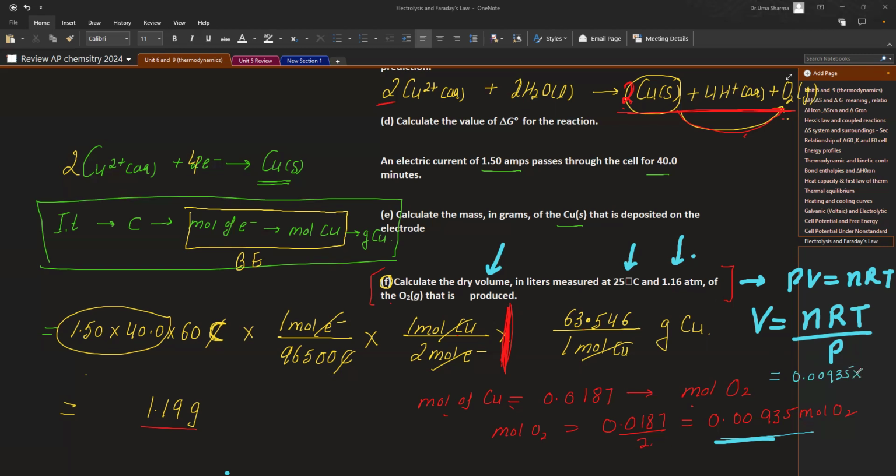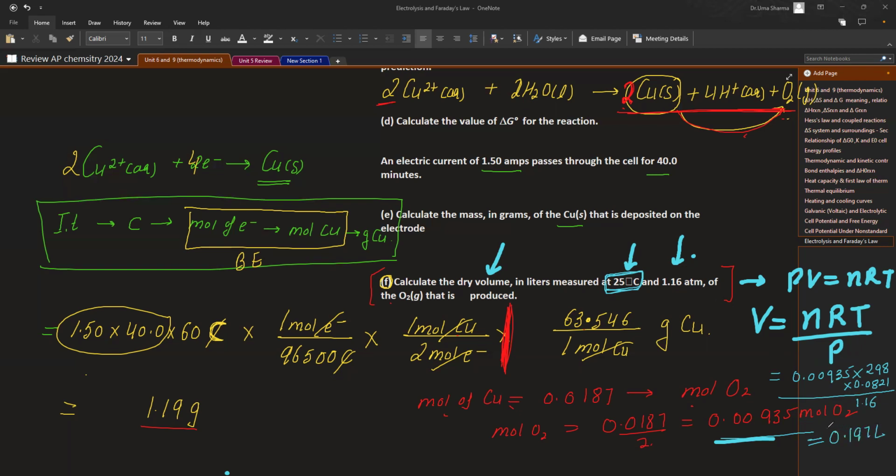0.00935. Temperature is in Kelvin. In all the gas laws, everywhere, temperature has to be in Kelvin. 298. R has two values. I'm going to pick up this value this time: 0.0821 liter atm per mole per Kelvin. I'll use that value. And what else was there? P, 1.16. Put your answer in 3 significant figures.